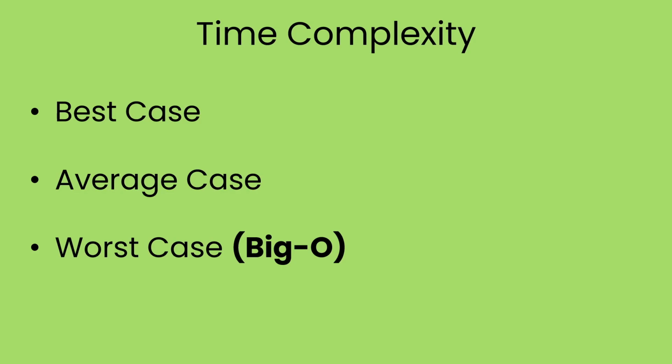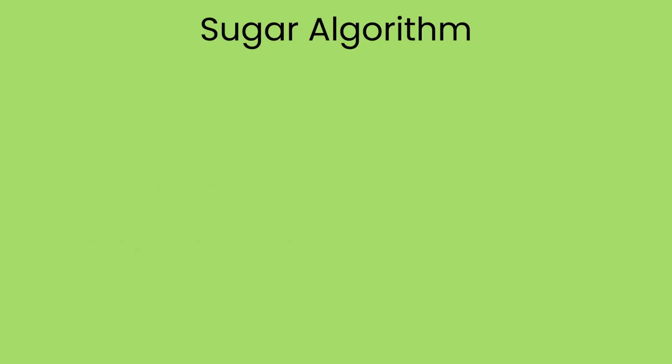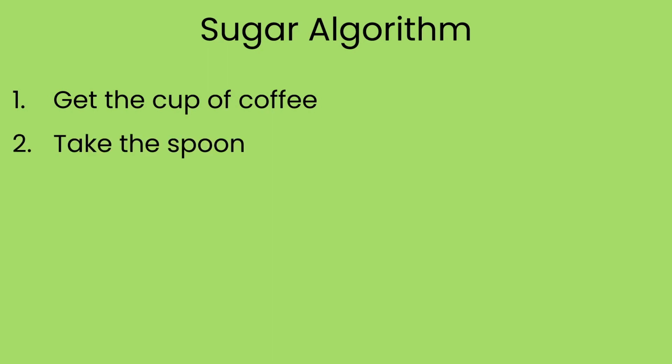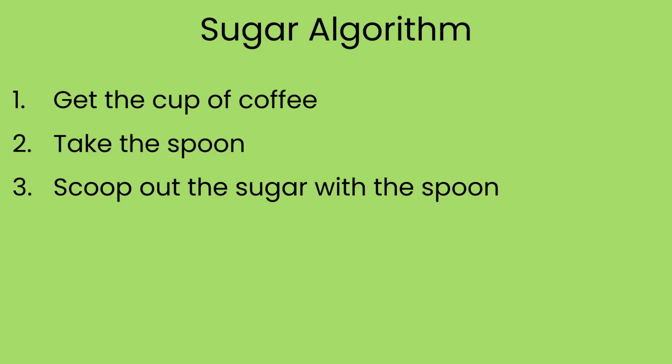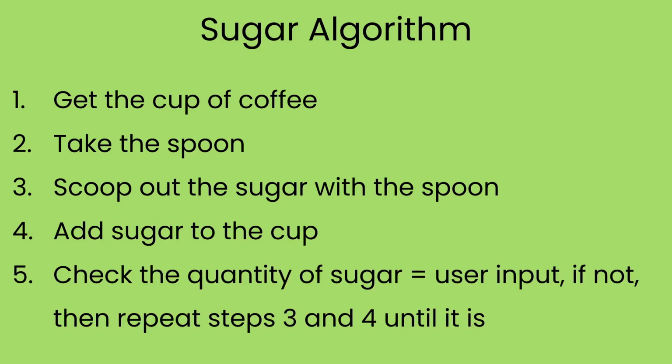Let's say you are programming a vending machine that is applying the number of sugar scoops based on the user input. We can represent the algorithm with the following steps. First, get the cup of coffee. Next, take the spoon. Then scoop out the sugar with the spoon, add the sugar to the cup, and finally check if the quantity of sugar is equal to the user input value. If not, repeat steps 3 and 4 until it is.